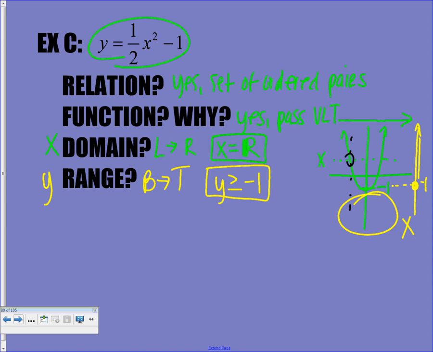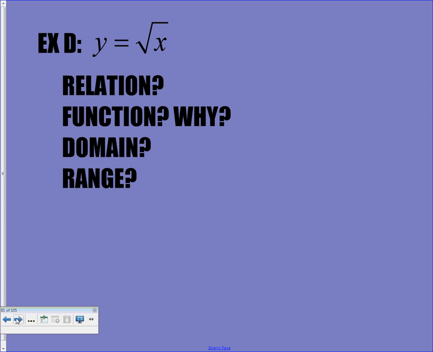So what you want to do is write where you see the graph. Where is it? Period. There was a hole, so at the y value of -1, I see it above -1. Take a look at example D. Again, is there a relation? Yep. Any set of ordered pairs.